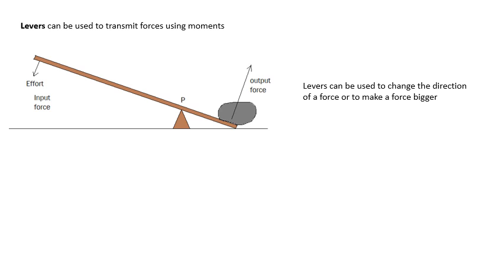Levers. We need to know a little bit about levers. Levers can be used to transmit forces using moments. So there's a lever. The force in is called the effort from our muscles, and there's an output force, and in this case the output force is bigger. We're using this lever as a force multiplier. Levers can be used to change the direction of a force or to make a force bigger. There are some examples where they actually make the force smaller but the distance bigger. But anyway, levers can be used to transmit forces using moments.